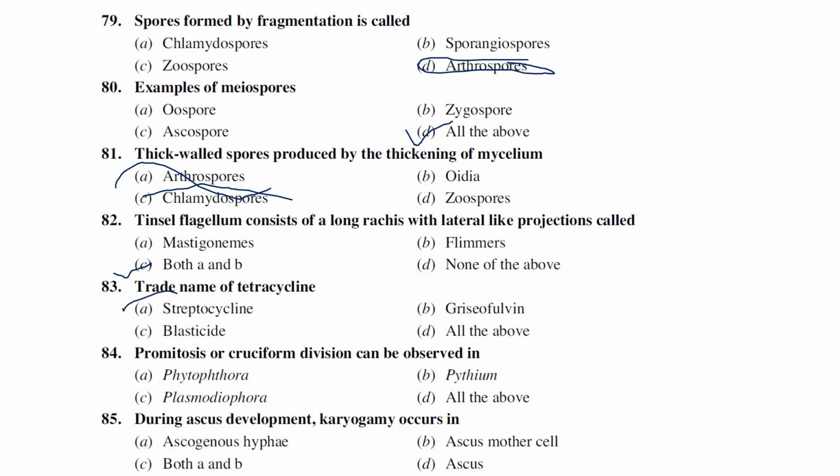Protomyces, cruciform type divisions can be observed in. So cruciform type of divisions mainly can be observed in Plasmodiophoromycota. That is a special feature, like observing the presence of Plasmodium, and cruciform type of divisions is the special characteristic feature of Plasmodiophora. Okay. During ascus development, karyogamy occurs in ascogenous hyphae, ascus mother cell, both A and B, and ascus generally. The ascus development only takes place in ascus mother cell. Okay, ascus development only takes place in ascus mother cell.